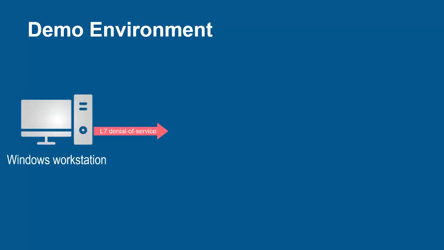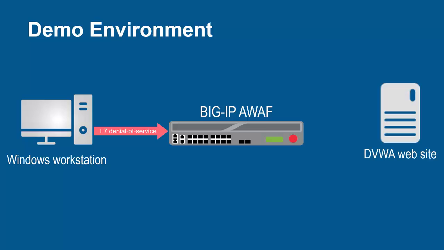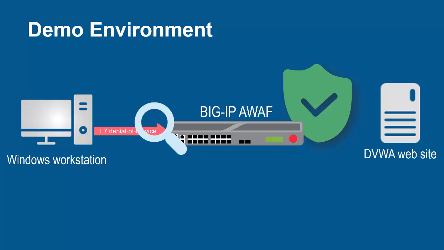The environment for this demo contains 3 devices. A Windows workstation will be used to submit Layer 7 denial of service attacks against the web application. These requests will arrive at the F5 BIG-IP system, running Advanced WAF. The BIG-IP system sits in front of, and protects, the backend web application. The BIG-IP system, using its full proxy architecture, examines every request and can block all Layer 7 DOS attacks, and prevent them from going to the backend web servers.